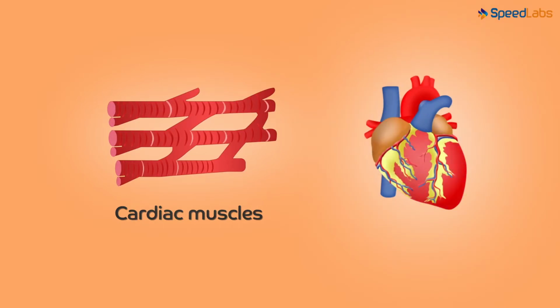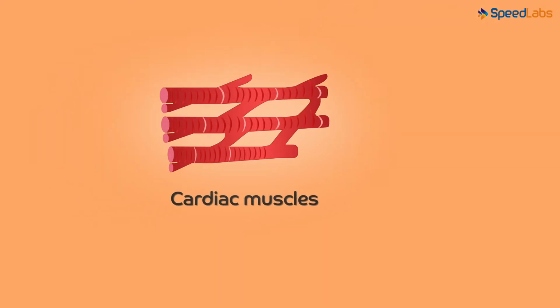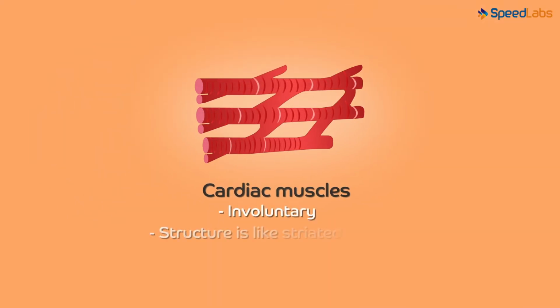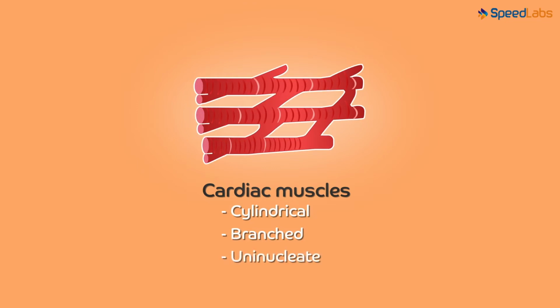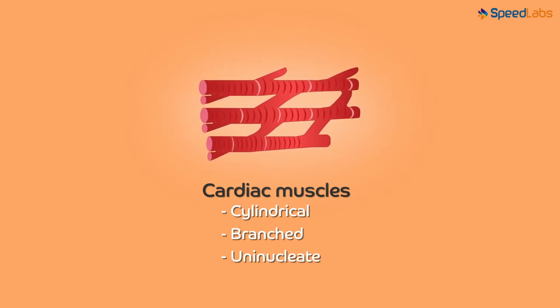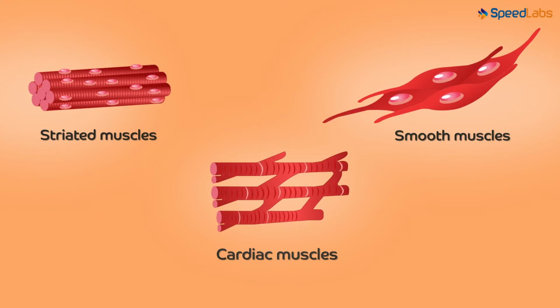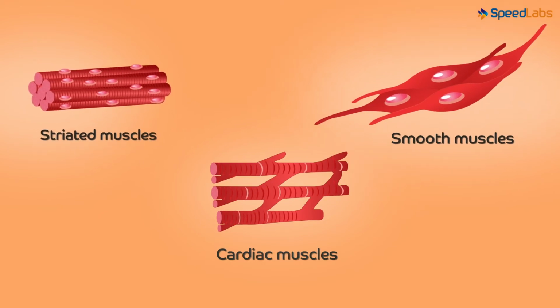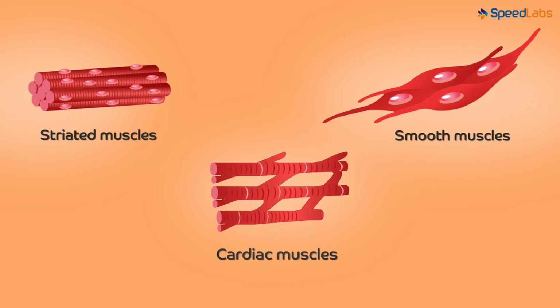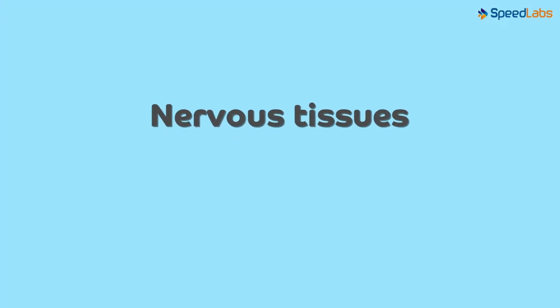So the rhythmic contraction and relaxation of our heart or the working of our heart is all because of these cardiac muscles. Although they are involuntary in activity, their structure is like that of striated muscles partially. They are cylindrical and branched but uninucleate in nature. These muscles perform rhythmic contraction and relaxation tirelessly throughout our life. Well, this was about the three major types of muscular tissues: the striated, smooth, and cardiac. In the next video, we will discuss nervous tissues in detail.